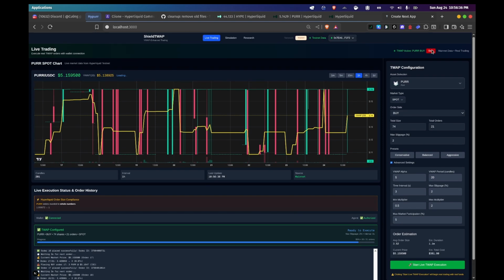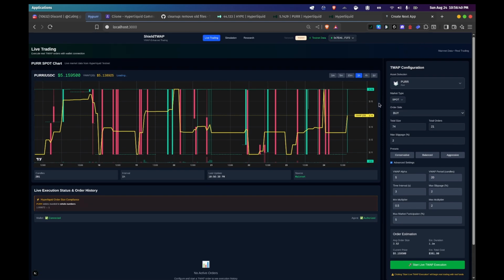am working on. Alright, that will be wrapping up Clione, the TWAP order execution tool that provides a VWAP indicator to help you get better entry in the market over a period of time. Thank you for watching.